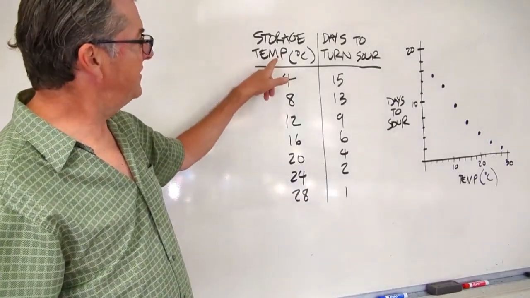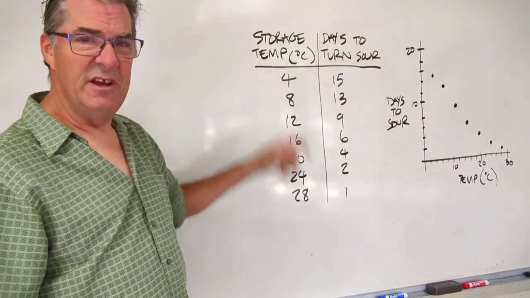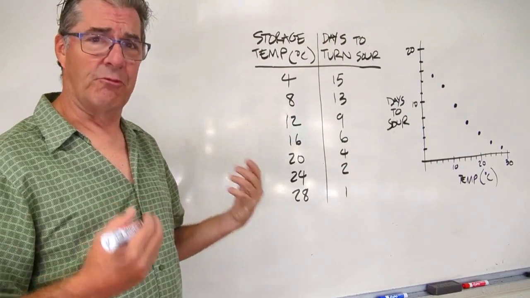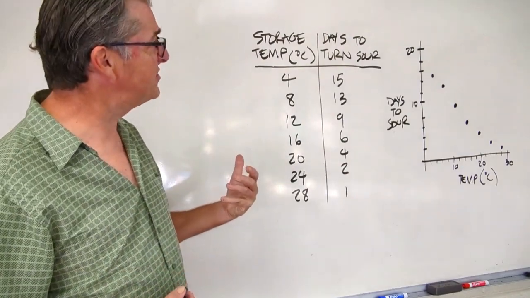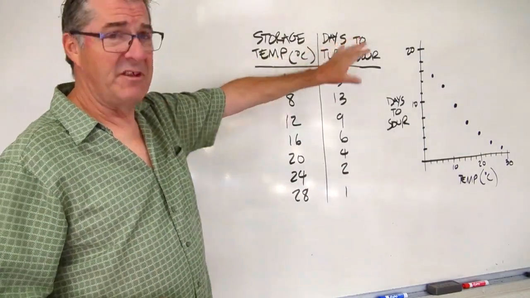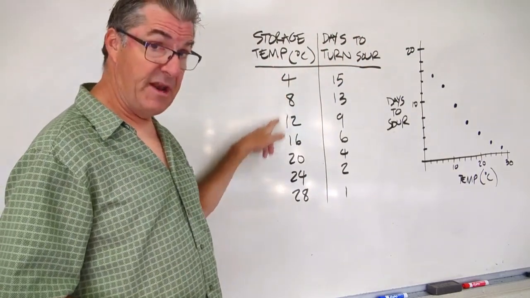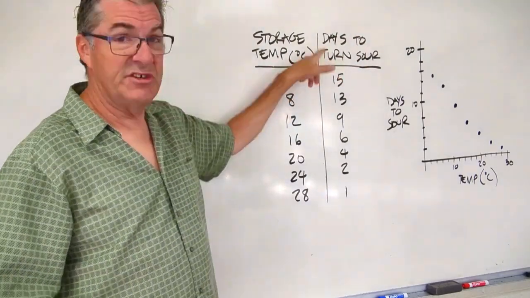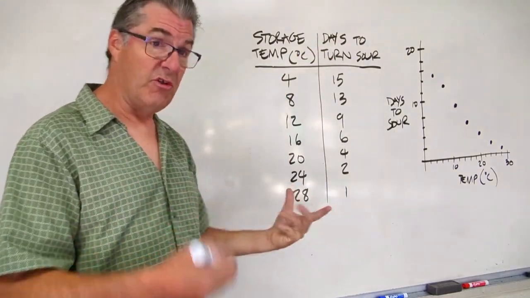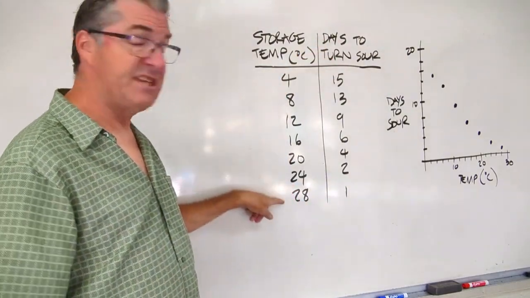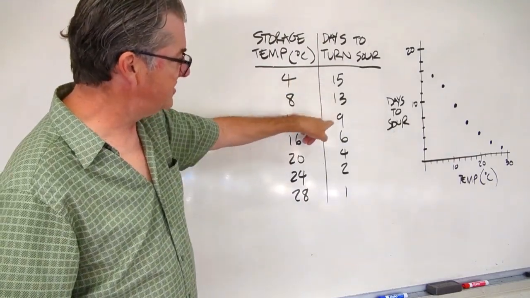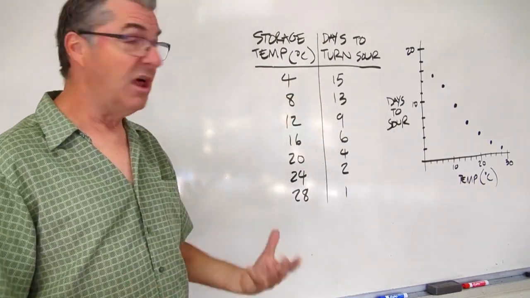So here's my data. This is the storage temperature. It might be the temperature that's set in the refrigerator or maybe in the room where the sour cream is stored. So then we have our independent variable there, temperature, we control that. Days to turn sour, we don't actually control that. We control that by setting the temperature. So as the temperature gets higher, the days to turn sour gets lower and lower.